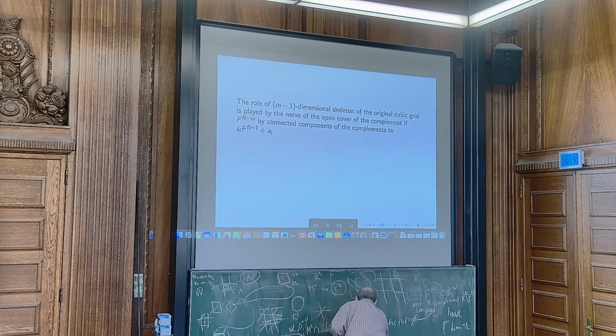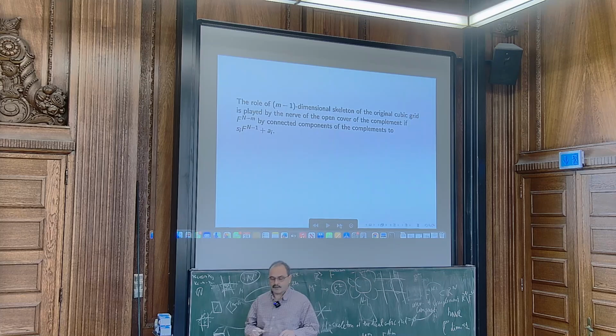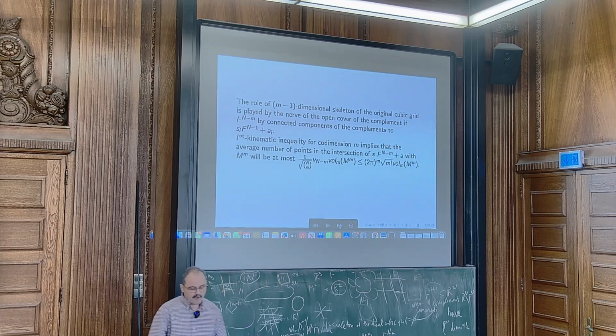So we have our manifold of dimension m. We take this form of dimension n minus m, after we take signed permutation and translations, and we hope that after we do that, the number of points of intersection will be 0. And then, if so, we will map f to this dual skeleton. And it remains to use one more L-infinity kinematic inequality.